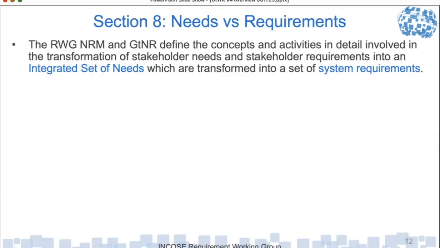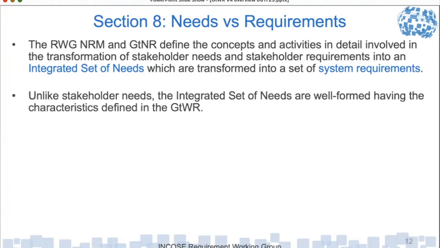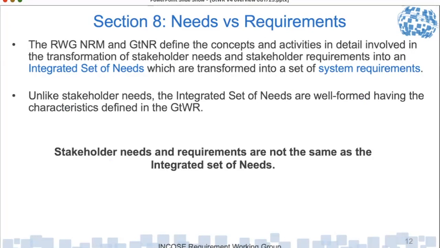Section 8 talks about needs and requirements. And so it talks about the transformation of stakeholder needs and stakeholder requirements into the integrated set of needs, which are transformed into the set of system requirements. And unlike stakeholder needs, integrated set of needs are well-formed, having the characteristics defined in the Guide to Writing Requirements. The concept of stakeholder needs and requirements that are talked about in the System Engineering Handbook are not the same as what we're talking about, the integrated set of needs. They're totally two different concepts.